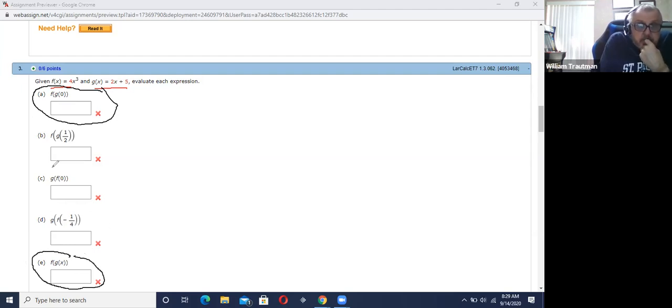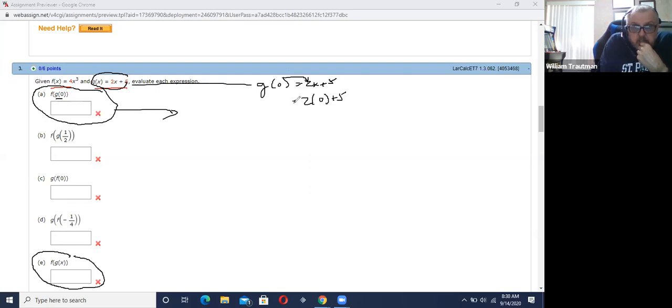So A starts off, remember these are composites, with g of 0. You always do the right function first, the one that's inside the other. Here's g, and we're just plugging 0 into the x. 2 times 0 plus 5 equals 5. So g of 0 equals 5.